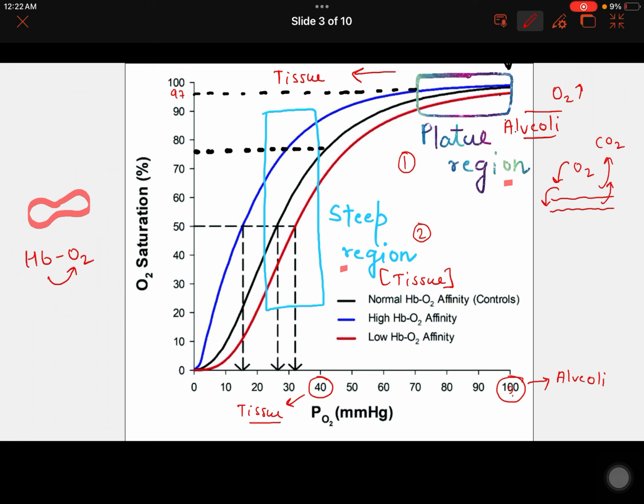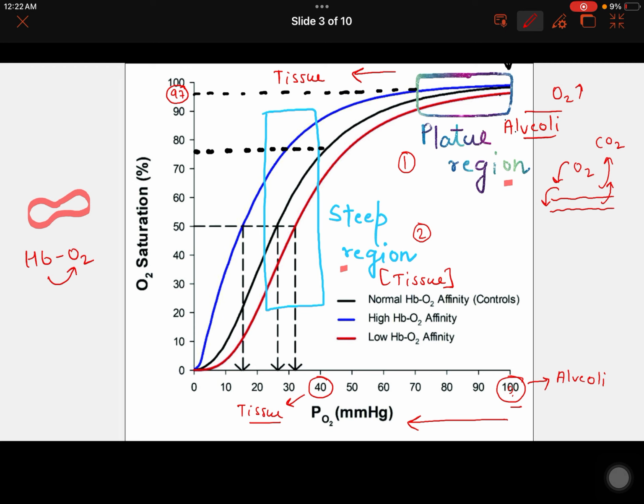If we talk about a partial pressure of oxygen of 100 at the alveoli, the saturation is around 97%, right? But if you move from the alveoli to the tissues, it means the oxygen is moving from the alveoli to the tissues. Your RBCs, your blood, is moving from the pulmonary capillaries to the tissues. It can be any tissue, right?